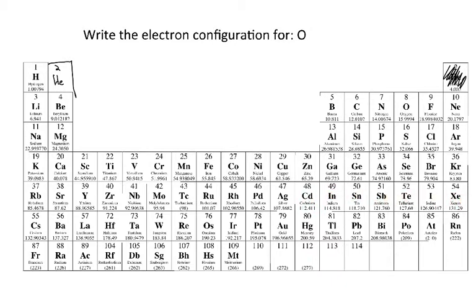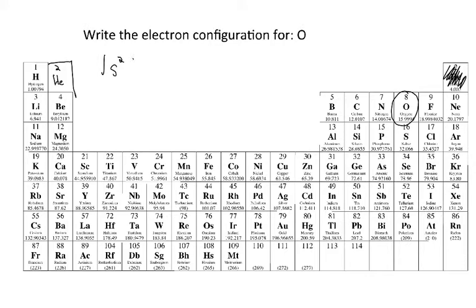So when we have oxygen, all I need to do is look and see where it is on the periodic table. So oxygen is right here. And so I just fill up the orbitals until I get to oxygen. So the first 2 electrons will go into the 1s. So I have 1s2. The next orbitals that I come to are the 2s, and they're going to be full because I haven't reached oxygen yet.